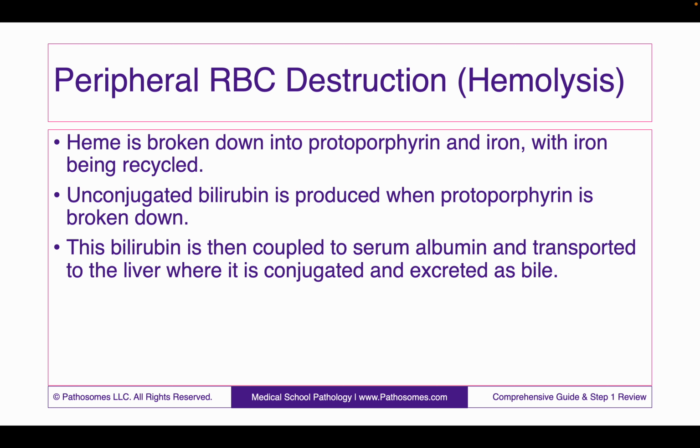Unconjugated bilirubin is produced when protoporphyrin is broken down. This bilirubin is then coupled to serum albumin and transported to the liver, where it is conjugated and excreted as bile.